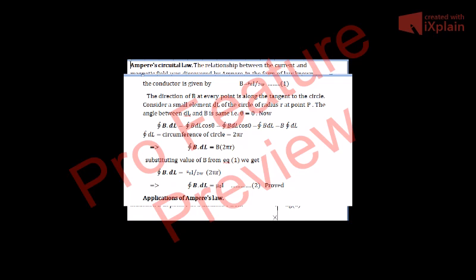Now let us consider a small element dl of this circle of radius r. As I have just chosen one circular field line, let us take a small element of this circle of length dl at point P. The angle between dl and B is the same.